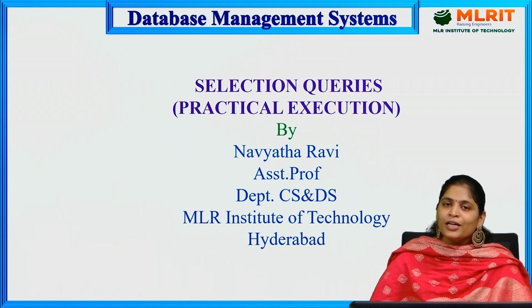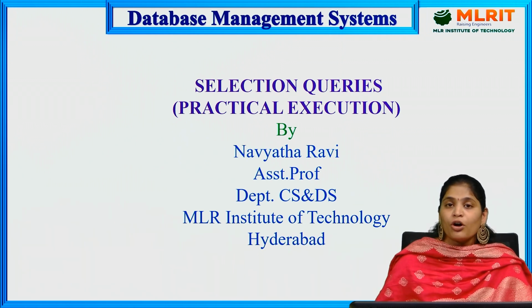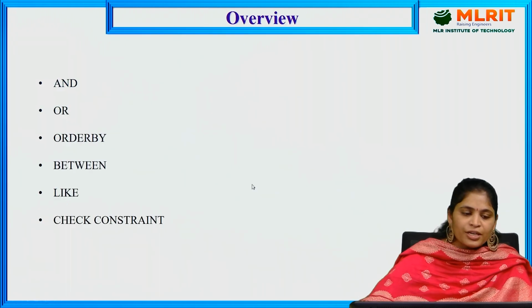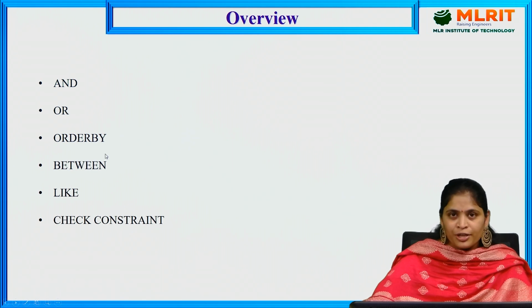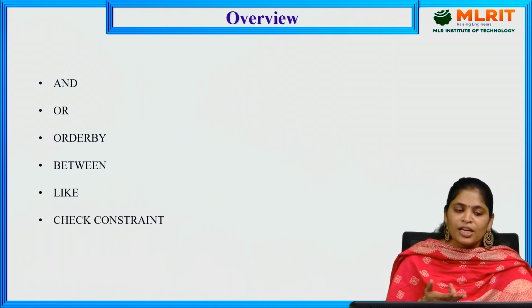Technology. Today I am going to discuss selection queries, and that too in a practical manner, and what are the operations that we use in selection queries. Here we have different types of operators: AND, OR, ORDER BY, BETWEEN, LIKE, and CHECK constraint. If I want to select both the elements, the name and SID of a particular student, then I can use AND.